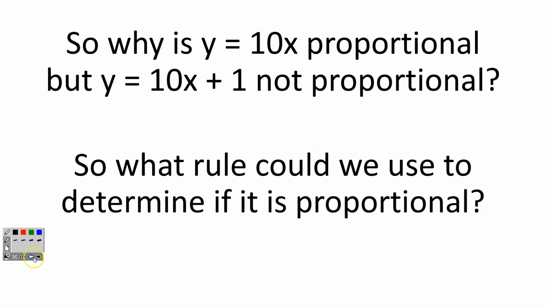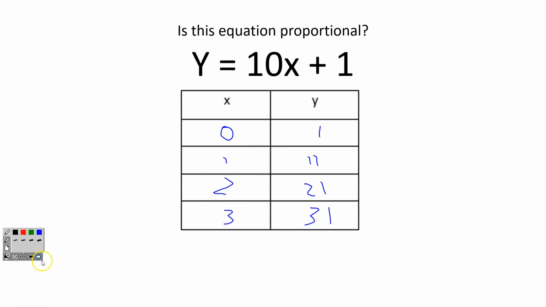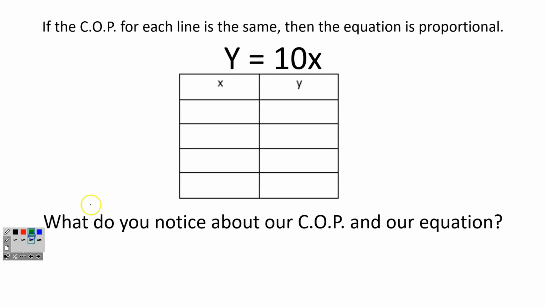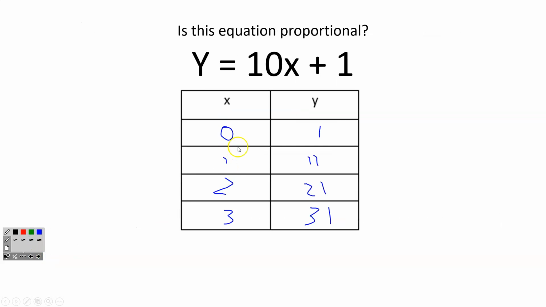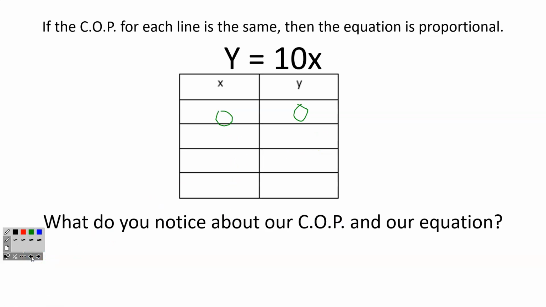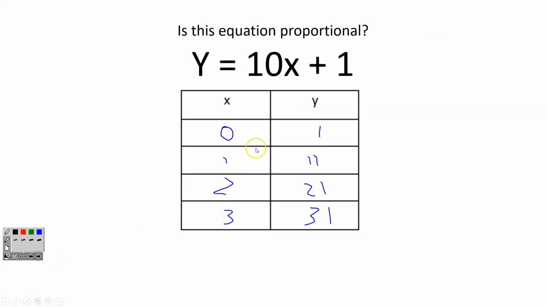It's because this one went through 0, 0. And this one didn't. It went through 0, 1. So this one is proportional because it goes through the origin. This one is not proportional because it doesn't go through 0, 0. It goes through 0, 1. So not all equations are proportional. Be aware of that. We don't always start at 0, 0.